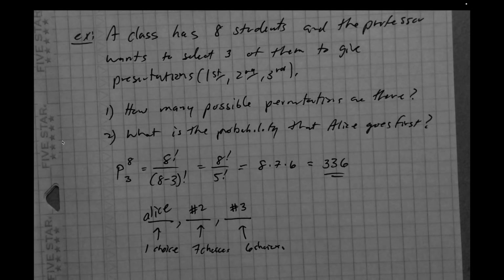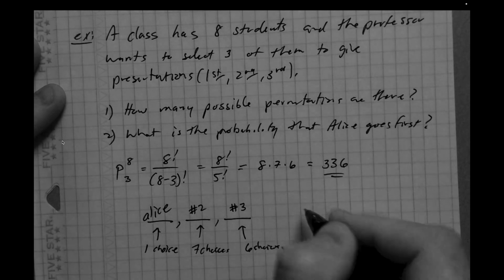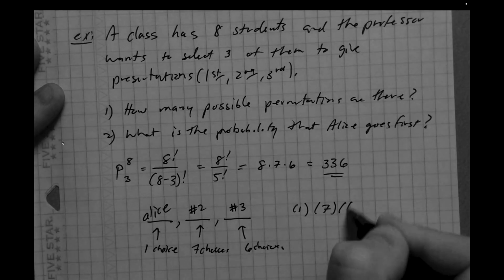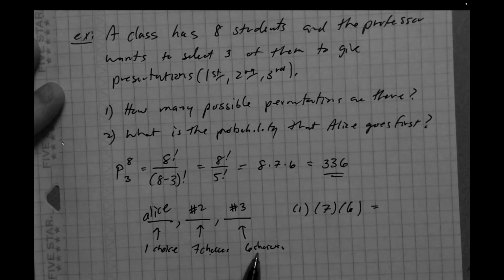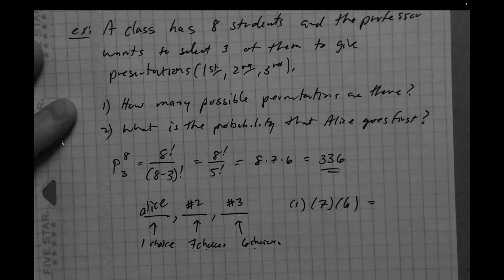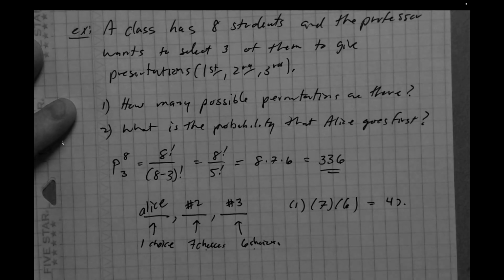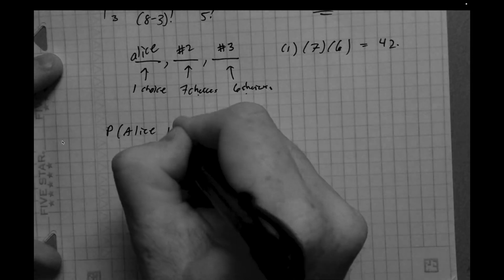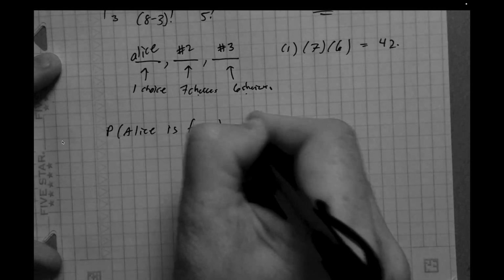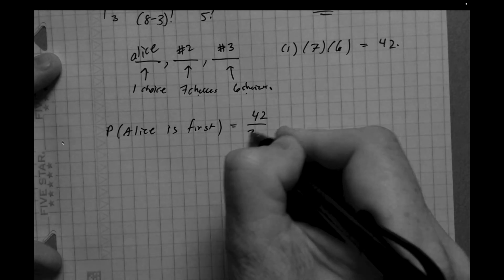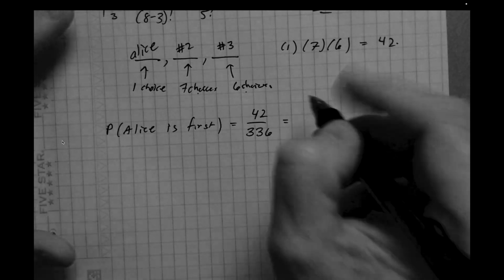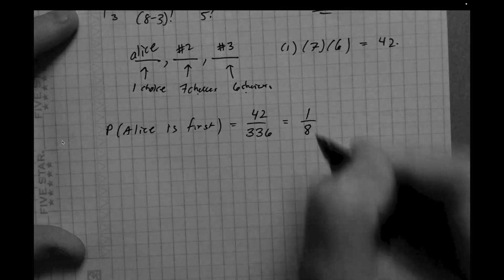Okay. And so how many ways are there for Alice to go first? Well, there's 1. This is the MN rule. 1 times 7 times 6. 1 here, 7 times 6. So it's a triple. Multiply them together. 42 ways. All right, so then the probability that Alice goes first is equal to 42 over 336, which, if you do that math, you'll see is 1 over 8.